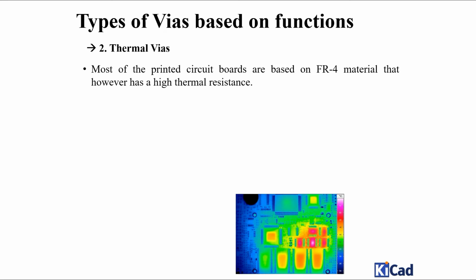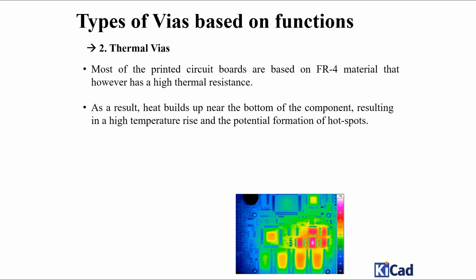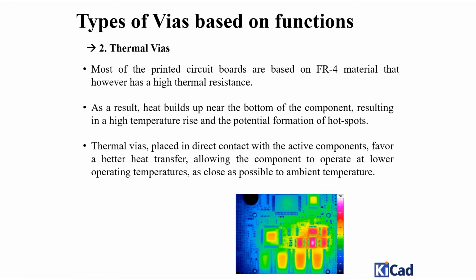Most printed circuit boards are based on FR4 material, which however has a high thermal resistance. As a result, heat builds up near the bottom of the component, resulting in a high temperature rise and potential formation of hot spots. Thermal vias placed in direct contact with the active components favor better heat transfer, allowing the component to operate at a lower temperature, as close as possible to ambient temperature.